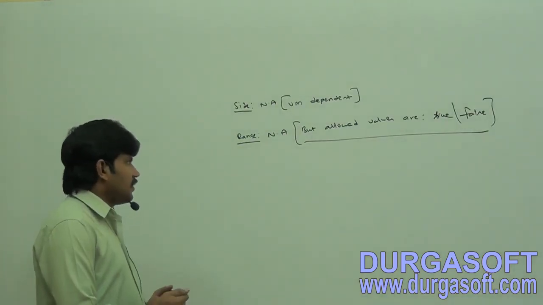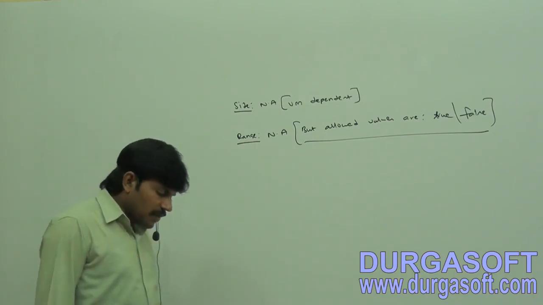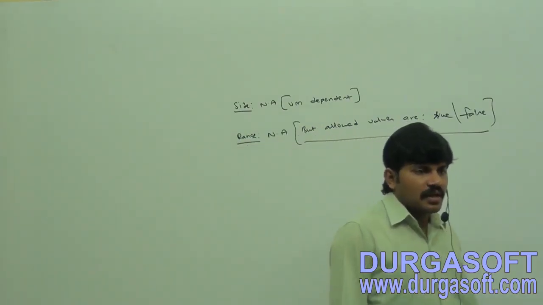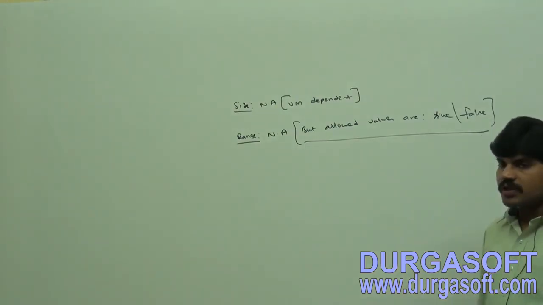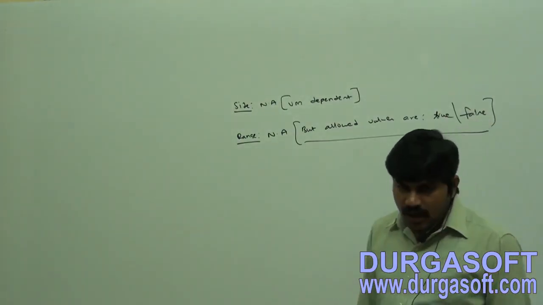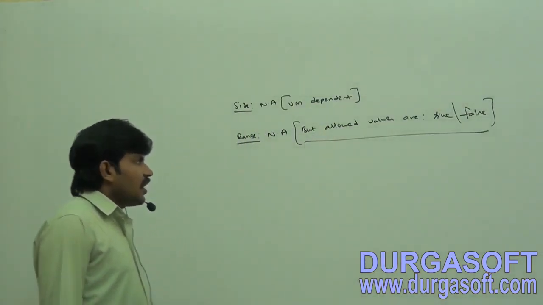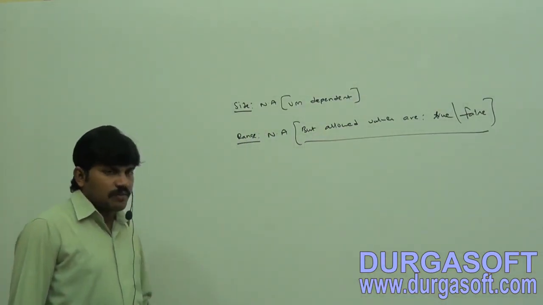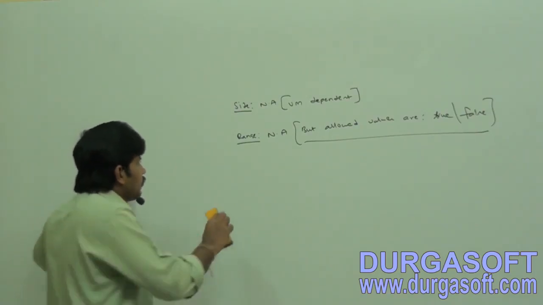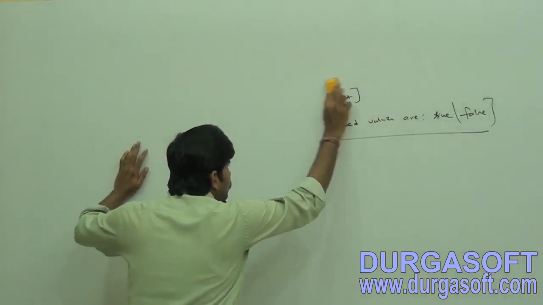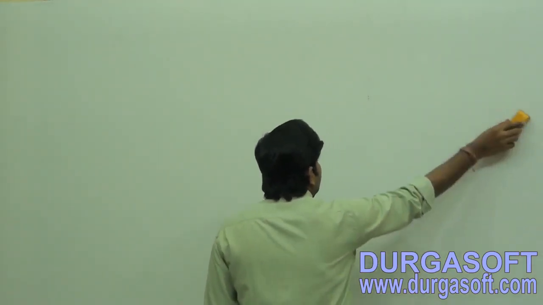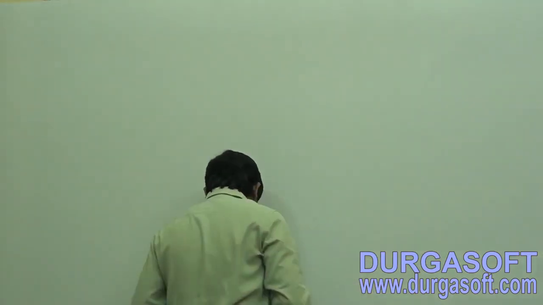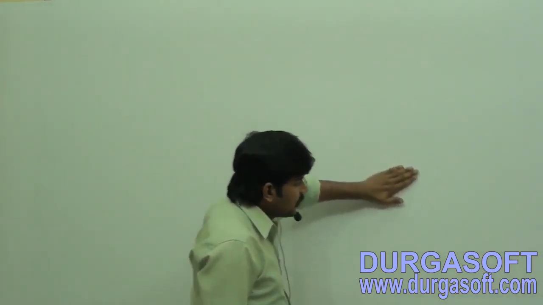Virtual machine dependent. Range not applicable. Within brackets, the allowed values are true or false, small true or small false. Allowed values are true or false. That's all. I hope it is clear.